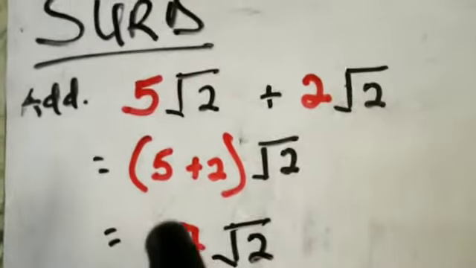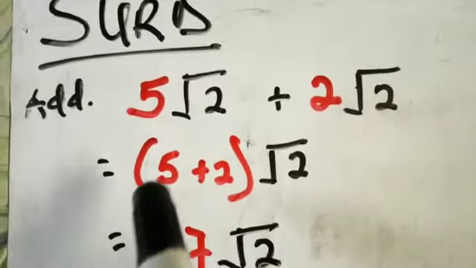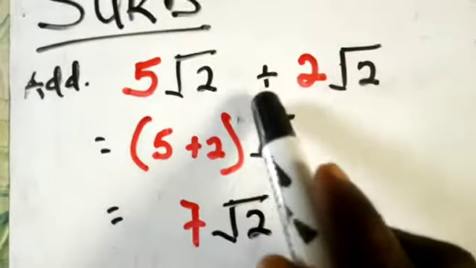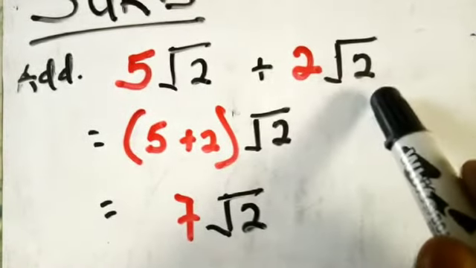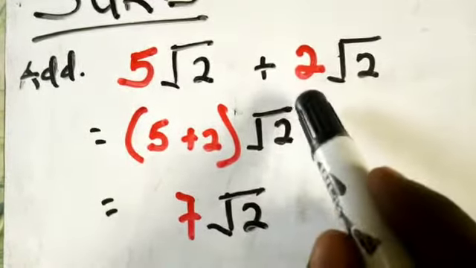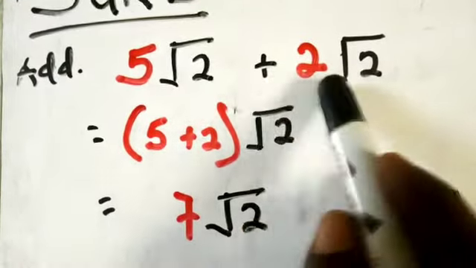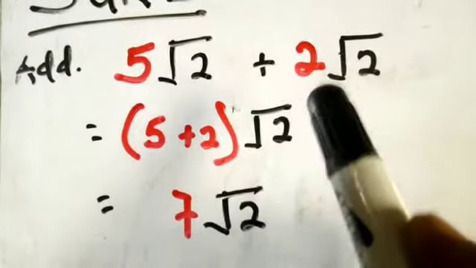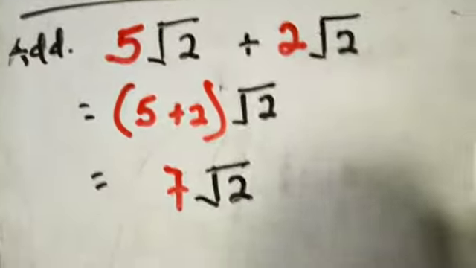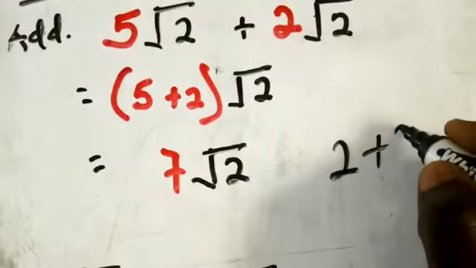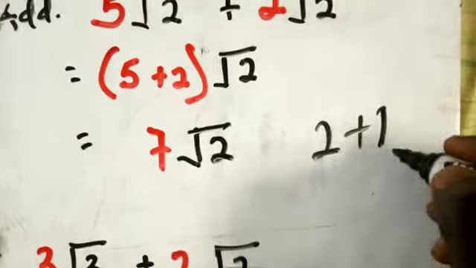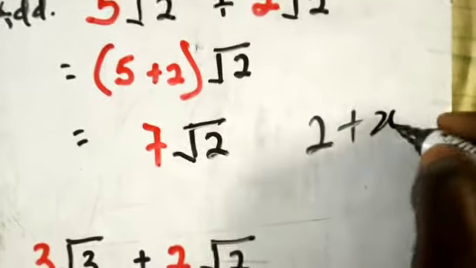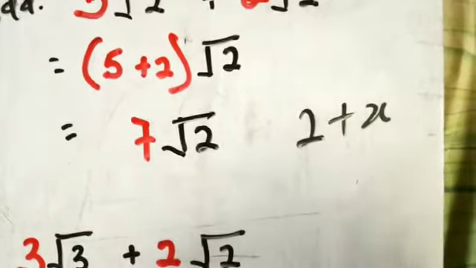Now I'll demonstrate that with this example. You are having 5 root 2 plus 2 root 2 over here. The question you should ask yourself is, can I combine the two of them? Can I add them? That is the point. Let's assume you are having 2 plus 1. This you can combine. So what about 2 plus x? Can you combine them?